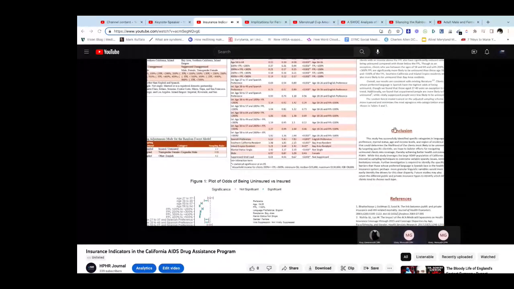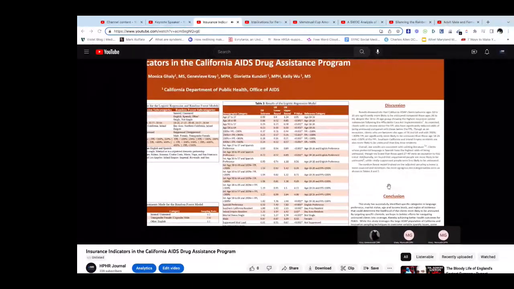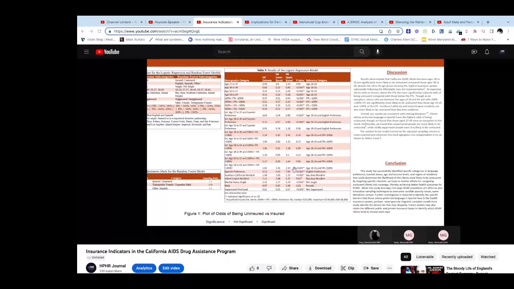Let's discuss the implications. Models used in California ADAP's enrollment system data are in line with the results from similar studies and show that the following clients are more likely to be uninsured than insured. Those ages 18 to 26, those who have an FPL less than 100%, those who are between the ages of 58 and 64 with an FPL between 200 and less than 300%, or those living in Southern California or the Inland Empire, those who are single, and those whose language preference is Spanish are more likely to be uninsured than insured.